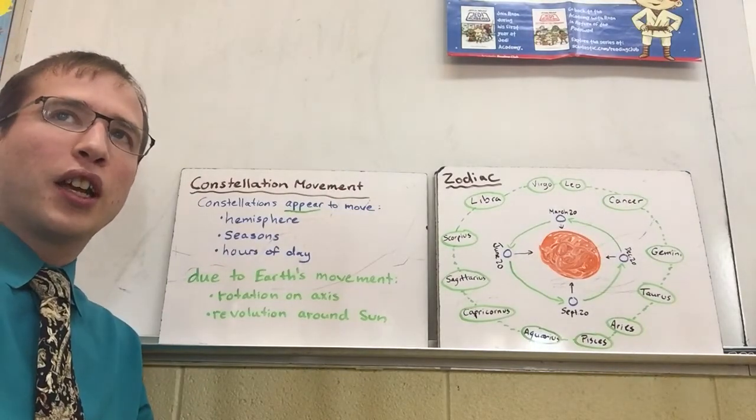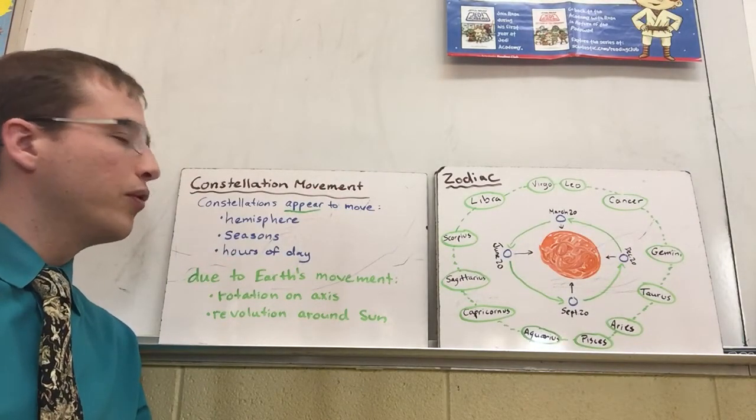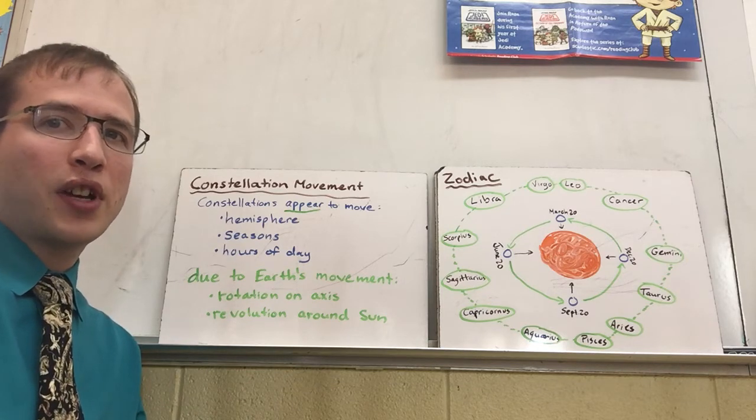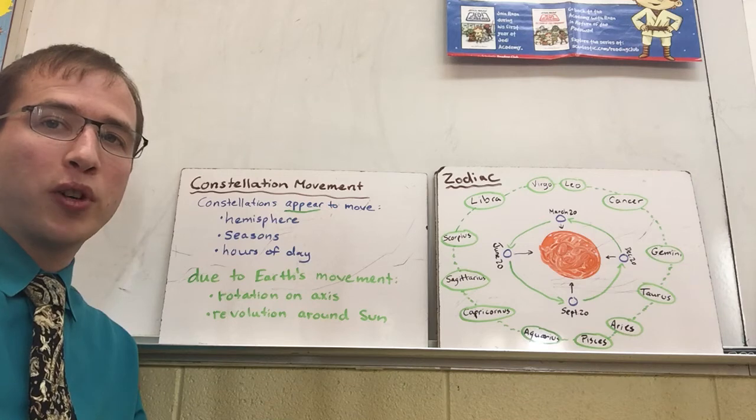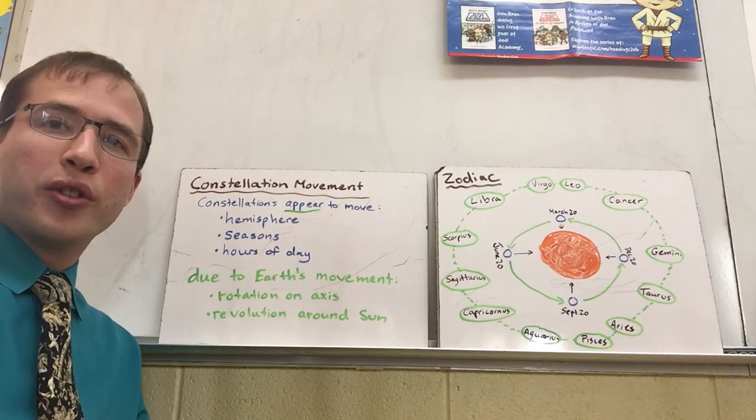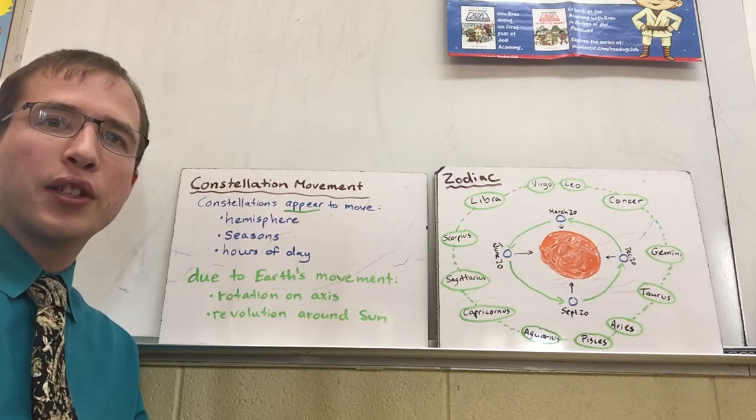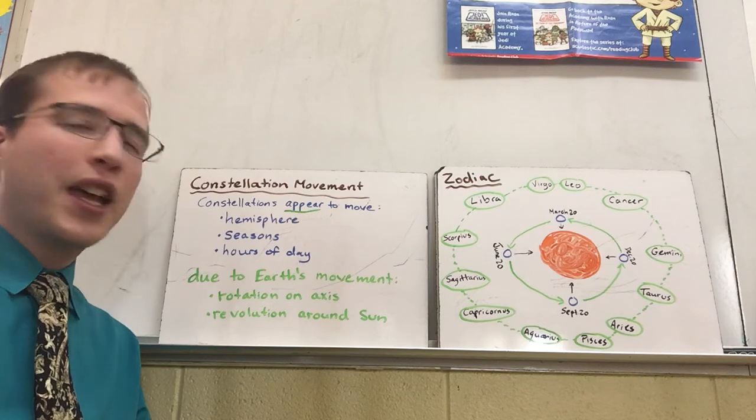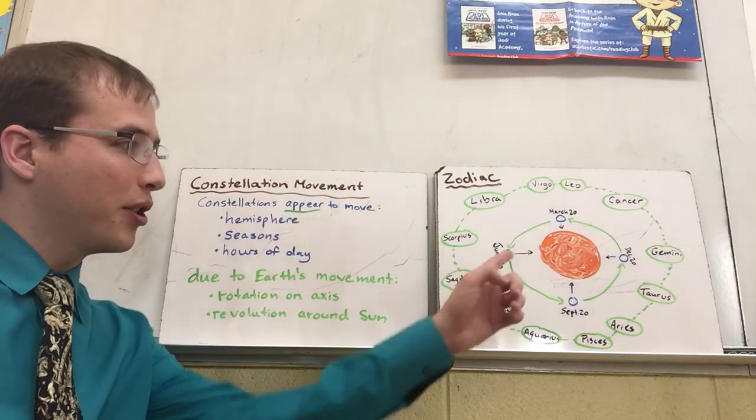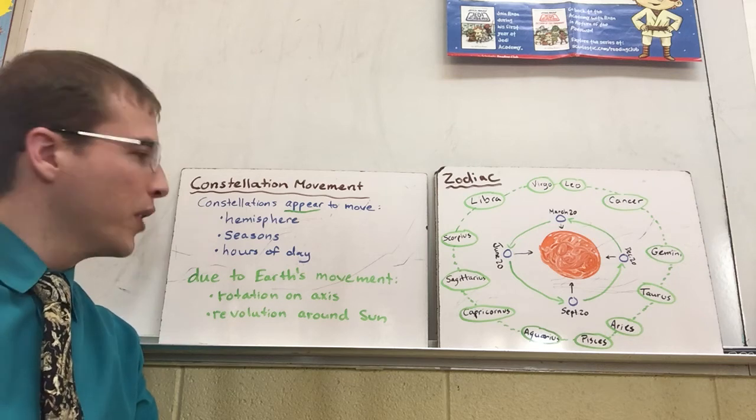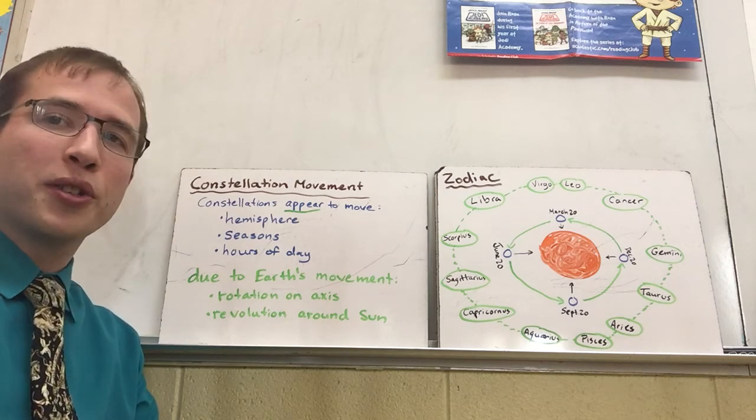But if you look at the nighttime sky, you'll see that 8 o'clock at night is going to look very different from 5 o'clock in the morning. If you're in the northern hemisphere, you're going to see different constellations in the nighttime sky than you would in the southern hemisphere. And during the seasons, as we just pointed out, you'll see different constellations. Why is this? Well, this is all due to the Earth's movement.